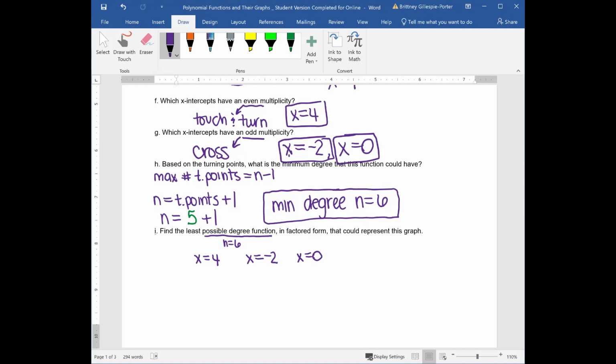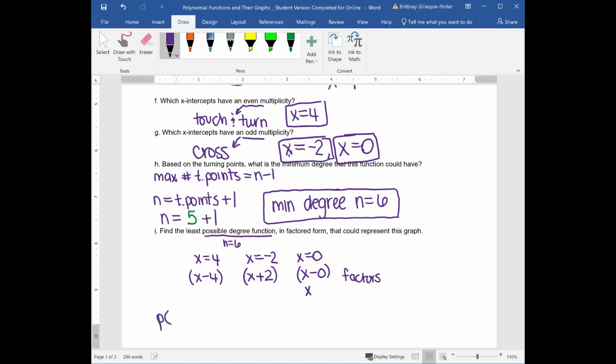Much like when we wrote the quadratic function from the x-intercepts, we're going to work our way backwards. It's the same type of initial process. The x equal to 4 came from x minus 4. The x equal to -2 came from x plus 2. And then x equal to 0, you could write x minus 0, but you know that mathematicians are lazy and we will just write x. Okay, so here are our factors. Let's put them all together.